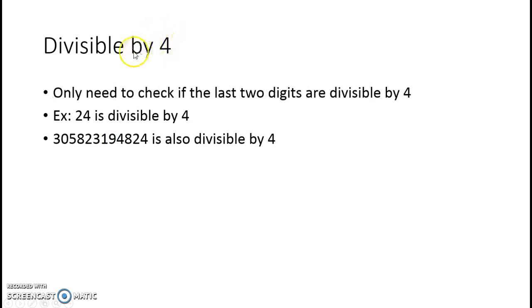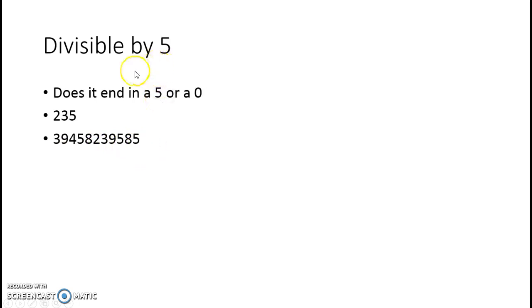Divisible by 4. This is one not too many students know, but all you actually have to do is check to see if the last two digits are divisible by 4. So obviously 24, we know that's divisible by 4. Let's take a look at this really, really long number. Well, all the way at the end, the last two digits are 24. So it's also divisible by 4. And there you go. You can check it out. It is evenly divisible.